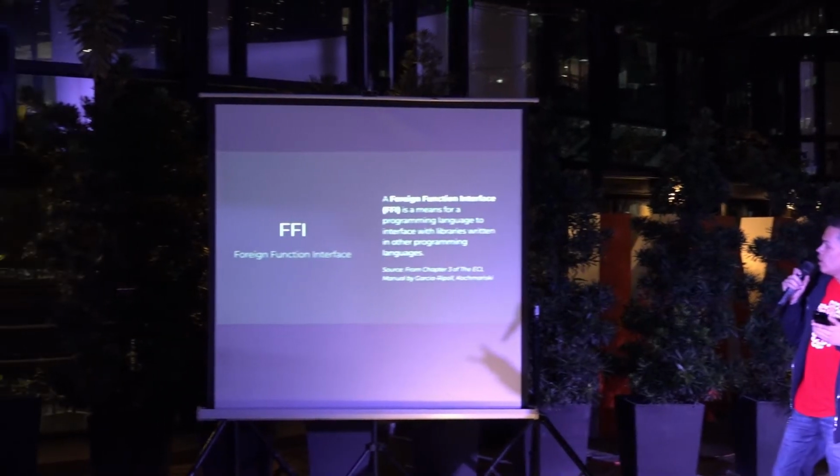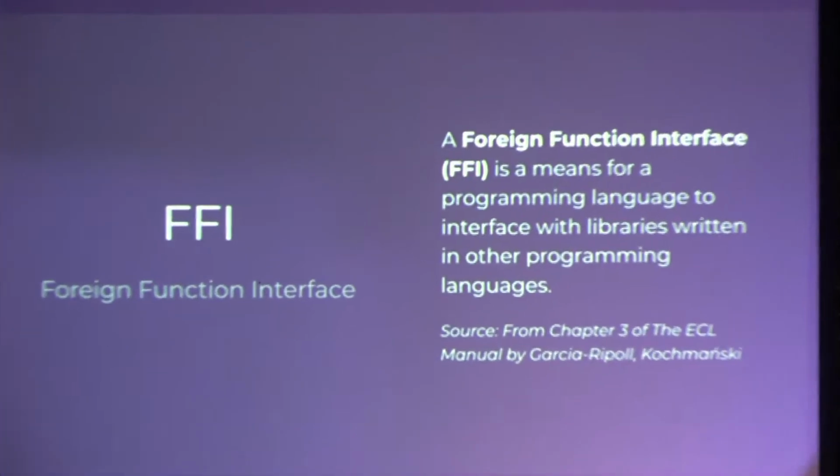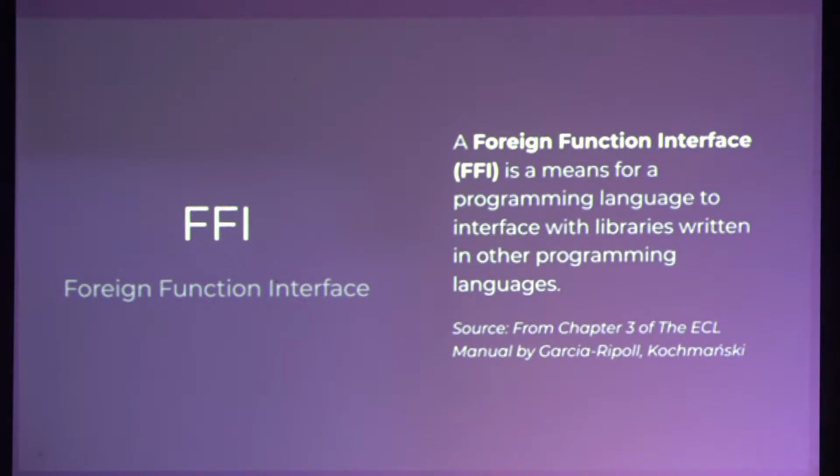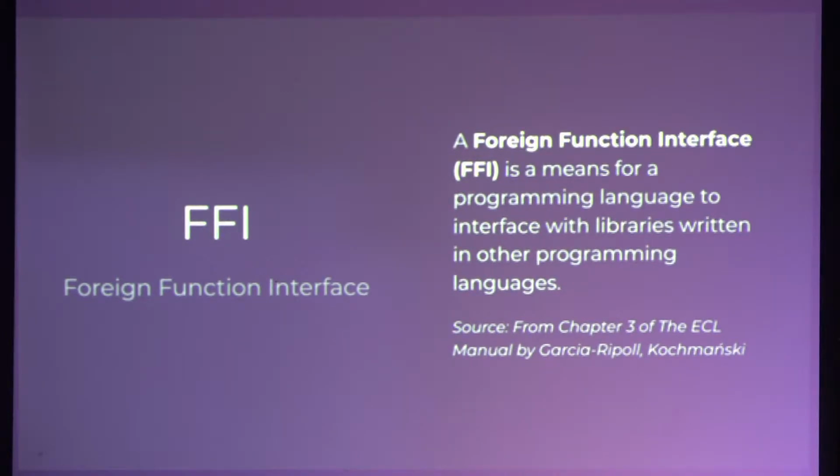So FFI is foreign function interface. A foreign function interface is a means for a programming language to interface with libraries written in other programming languages. Ruby FFI is not specific to applying it with Rust. Maybe you've heard of it before, where if you're running a Ruby or Rails application and you need to maybe speed up part of your code, or maybe there's a Python library that's not available in Ruby, you can do Ruby FFI to communicate with the library or your own custom function in that other programming language.